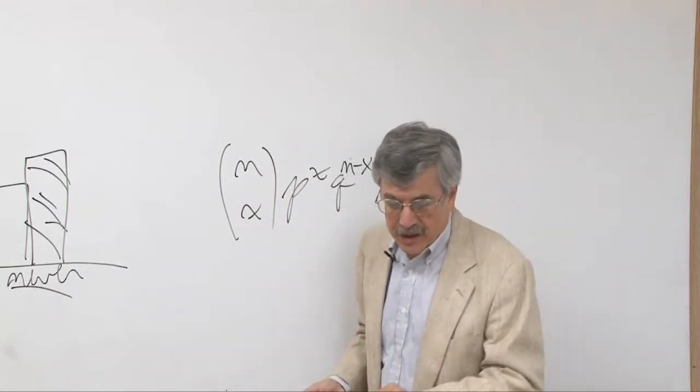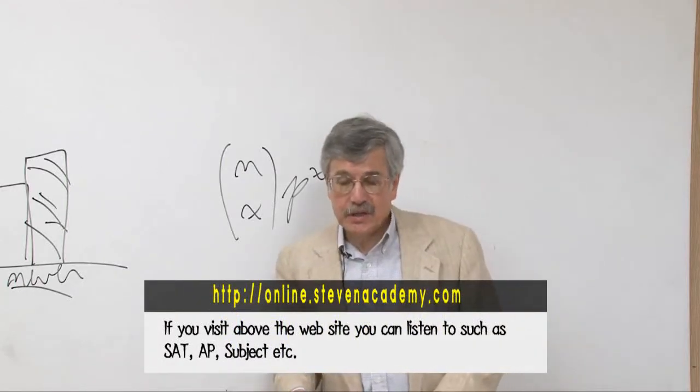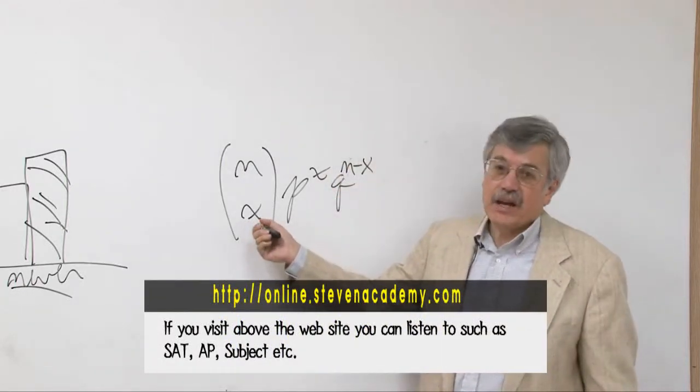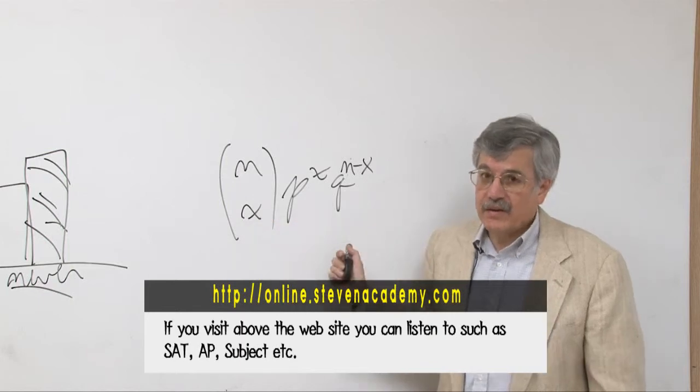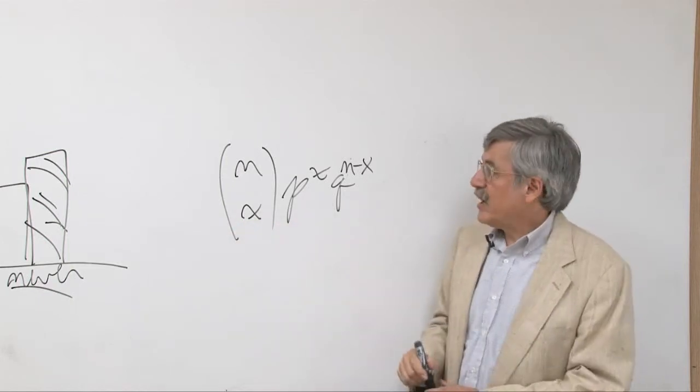Now note the wording of the question: at least 2 cars. So we would have to calculate for 2, 3, 4, or 5. It's easier to calculate 0.